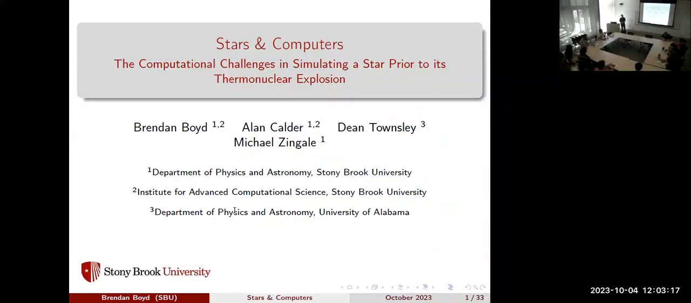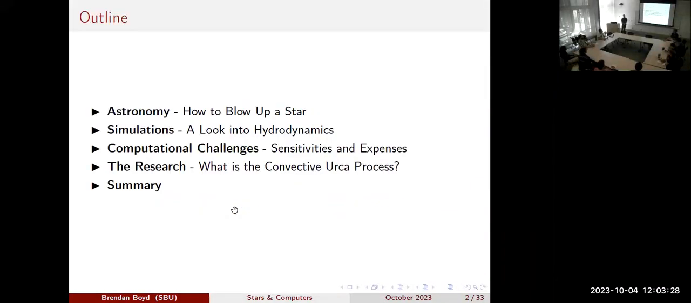So yeah, as Alan said, I'm going to be talking about exploding stars, simulating them with computers. Broadly speaking, I work with stars and computers. For this talk, I'm going to start with going over lots of the astronomy aspects of this. So how are we going to get to this supernovae? How do you actually blow up a star? What even is a star? I'm going to assume most of you don't have much background in astronomy, but that's okay.